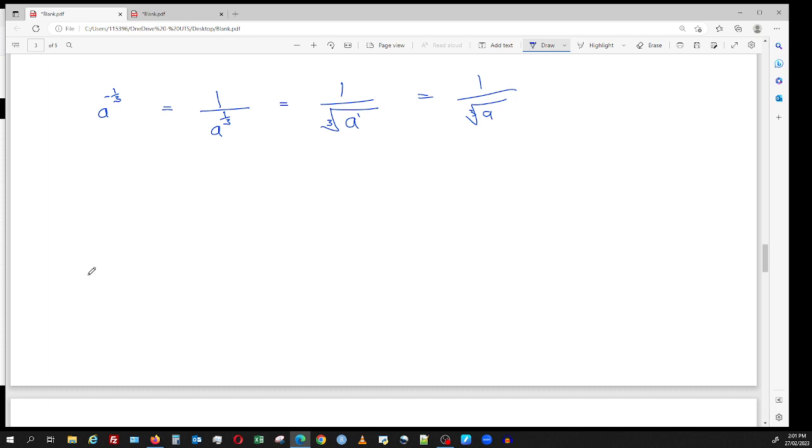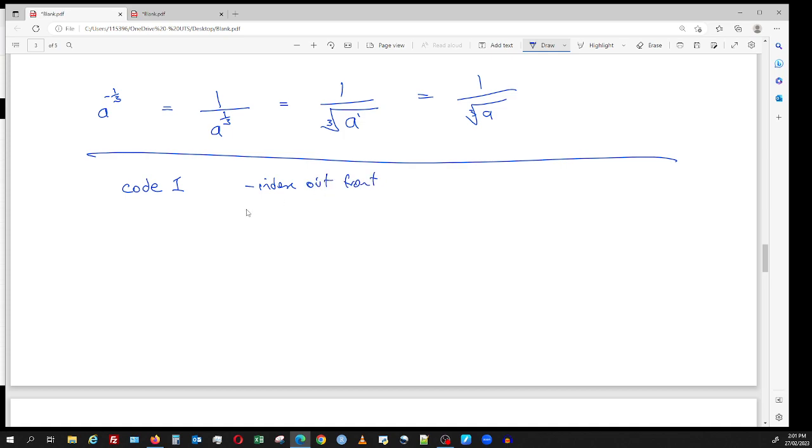Okay, so if we go back to a slightly more complicated code 1, I'll do a code 1, which we kind of recognized as, so we're going to take the index out the front, and subtract 1 from the index.